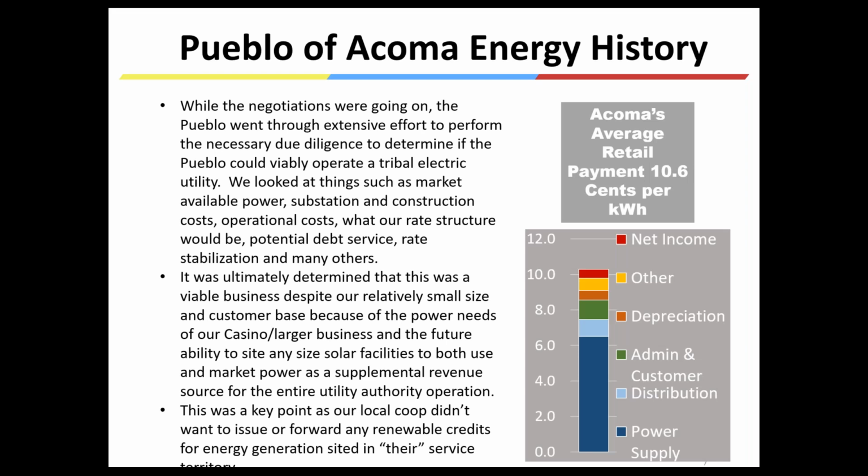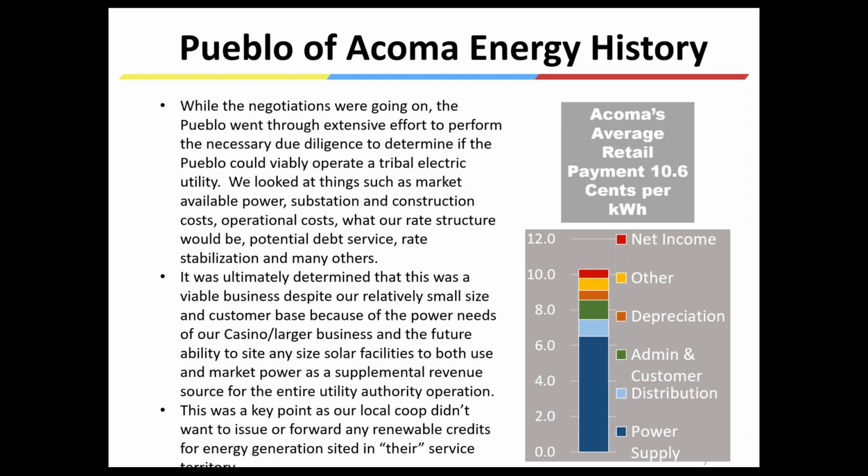So while we were going through that process, beginning in 2014 and ending in 2017, the Pueblo of Acoma also went through an extensive effort to perform the necessary due diligence to determine if the Pueblo could viably operate a tribal electric utility. We looked at such things as market available power, substation costs, construction costs for distribution lines, operating costs, which at first we looked at potentially outsourcing our operation and maintenance as a contract to a third-party provider. But in the end, we're moving forward with our own in-house staff for operation and maintenance of the distribution system.